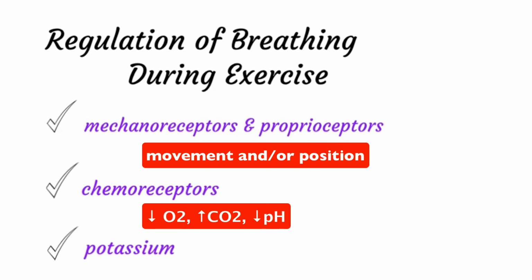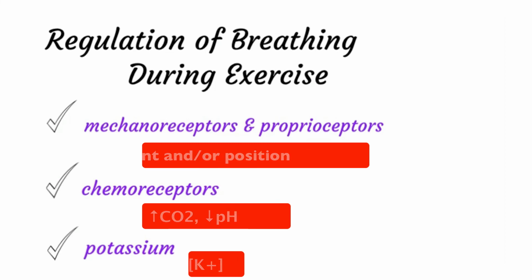And potassium. It has been shown that increased potassium concentration in the extracellular fluid will increase the rate and depth of respirations. The theory behind that is the more action potentials there are during exercise, the more potassium is going to be released in the extracellular fluid in the process of repolarizing those cells. And that's going to activate another set of chemoreceptors in the carotid artery, sending a signal up to the medulla oblongata to increase the rate and depth of respirations.